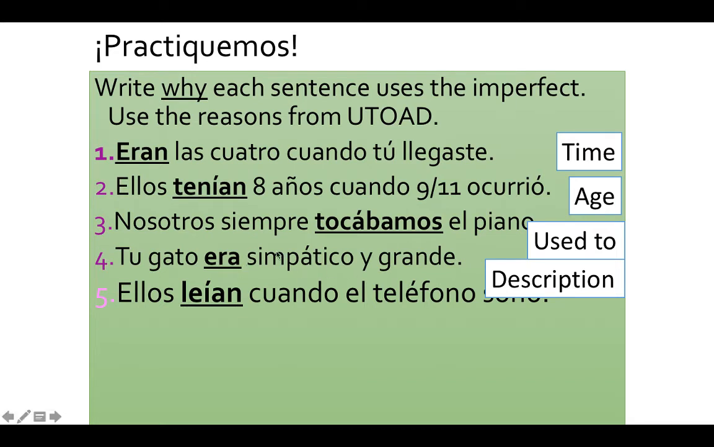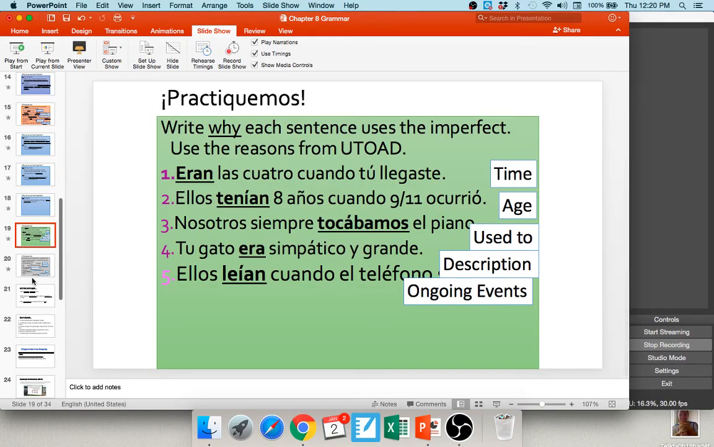Why from utode might you have chosen leían? Good. Hopefully you're telling me it's an ongoing event. It's the action that gets interrupted. They were reading, which was interrupted by the phone's ringing. Okay? Hopefully you're feeling pretty good about those things.